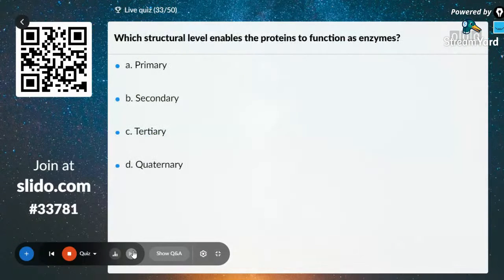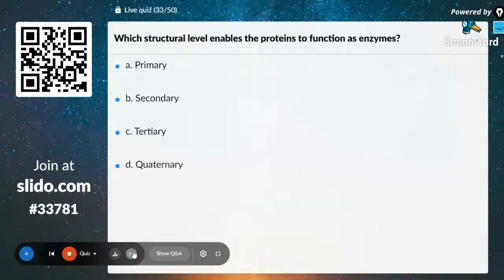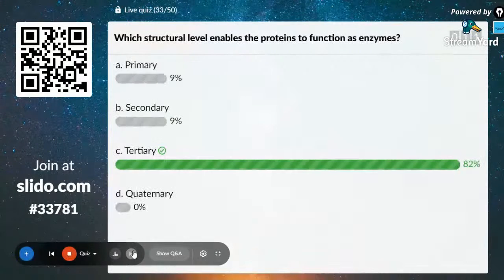Which structural level enables a protein to function as an enzyme? Very, very important question, guys, from the chapter Biomolecules. Primary, secondary, tertiary, quaternary. The structure of protein that helps it function as an enzyme. Yes, it is tertiary structure. Next question on the screen.